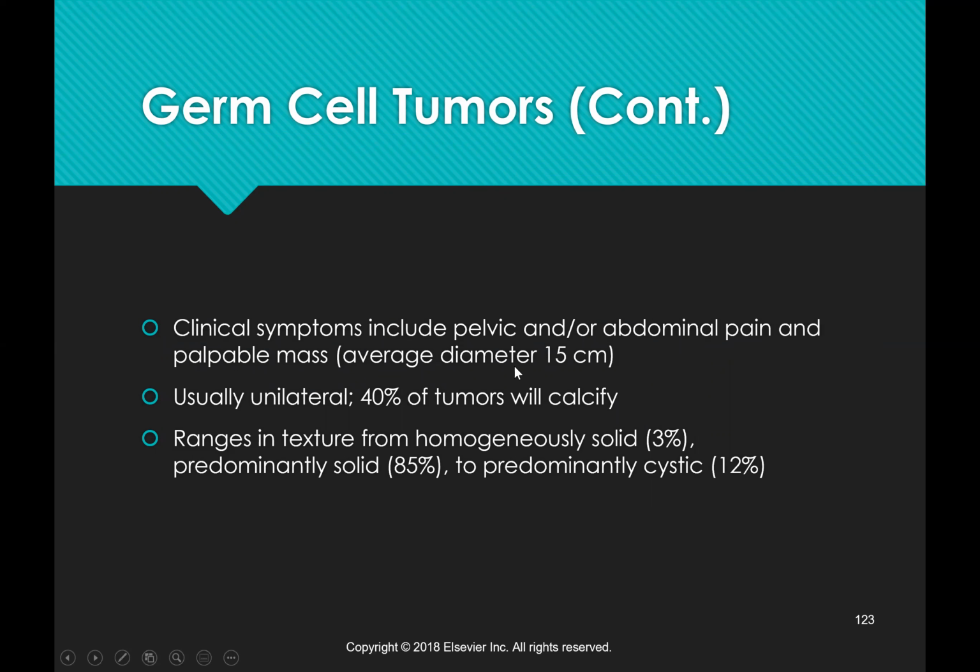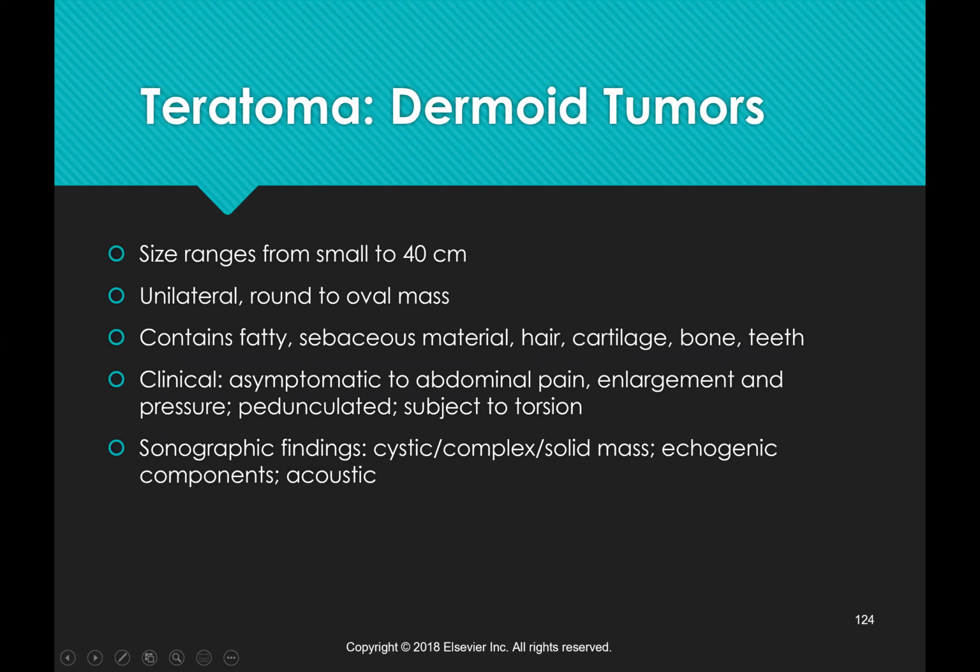The clinical symptoms include pelvic pain, abdominal pain, palpable mass. It's usually unilateral. 40% of tumors will calcify. Some of them are solid, some of them are cystic. It kind of depends. The one I really want you to pay attention to and learn is this dermoid tumor.